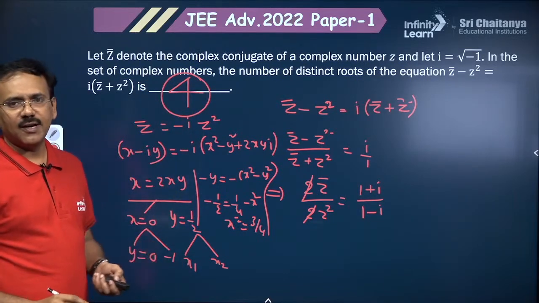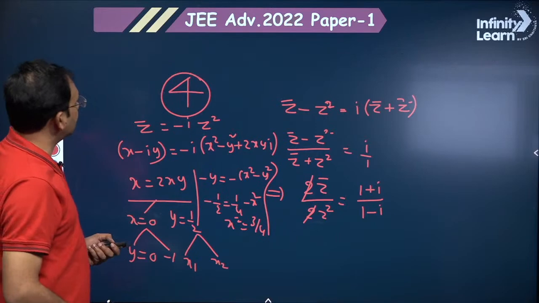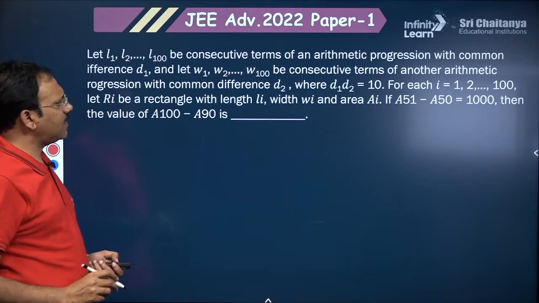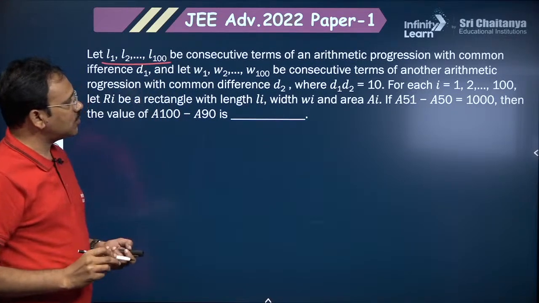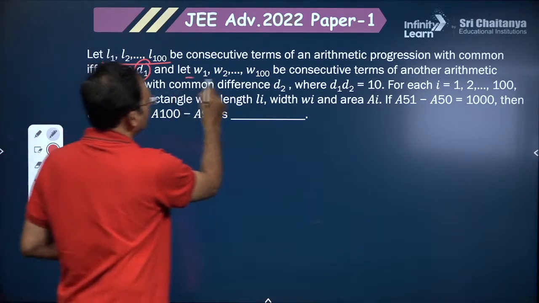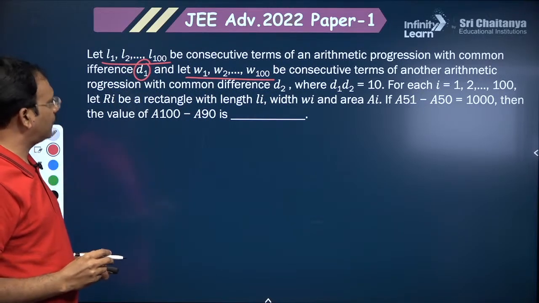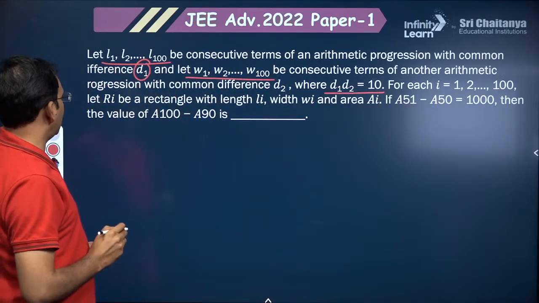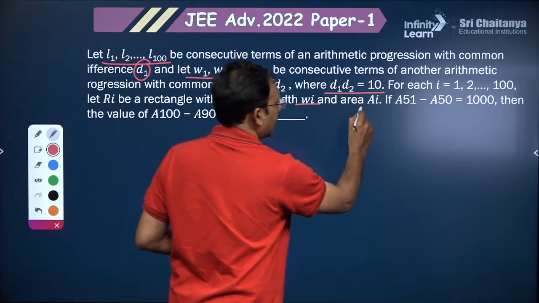A simple problem related to complex numbers, number of solutions of this particular equation, right? The next, my dear friends, I can say the next question related to this is sequence and series. L1, L2, ..., L100 be consecutive terms of an AP with common difference d1, and W1, W2, ..., W100 be the consecutive terms of another arithmetic progression with common difference d2. Fine. Such that d1 d2 is given as 10, then for each i from 1 to 100, Ri is the rectangle with length Li and width Wi and area Ai.